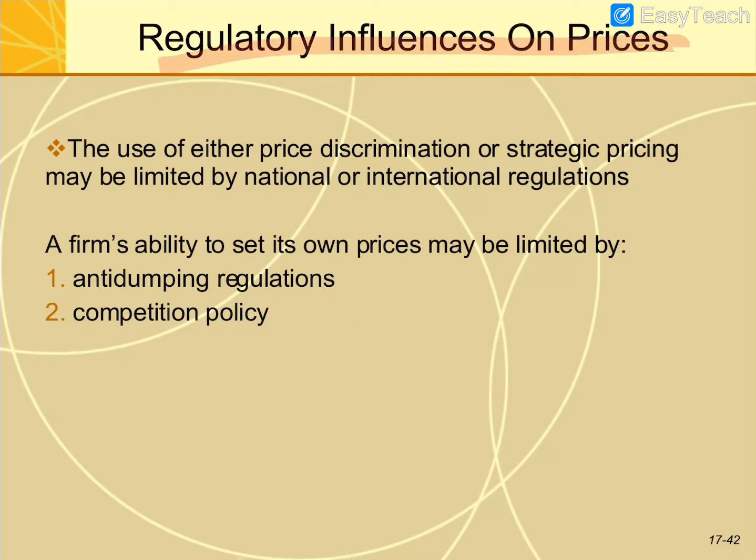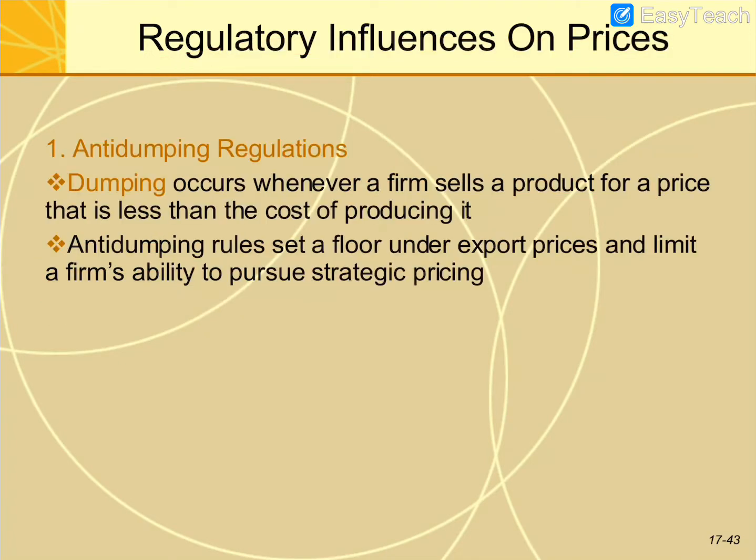Okay, next we have regulatory influences on price. The use of either price discrimination or strategic pricing may be limited by national or international regulations. A firm's ability to set prices may be limited by anti-dumping regulation and also competition policy. So anti-dumping regulation: dumping occurs whenever a firm sells a product for a price that is less than the cost of producing it. For example, the cost is 2 ringgit, but you sell at 1 ringgit. So this is what is called dumping.